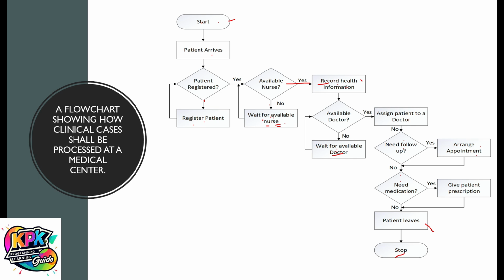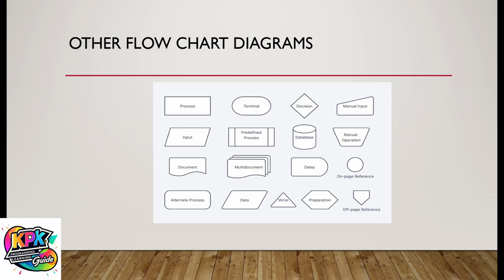So this is a process. This is a process. This is a decision. This is a decision. This is a process. This is a decision. Okay. So let's look at other shapes. These are some other shapes in a flowchart. We just looked at some common ones. These are other shapes and what they mean.